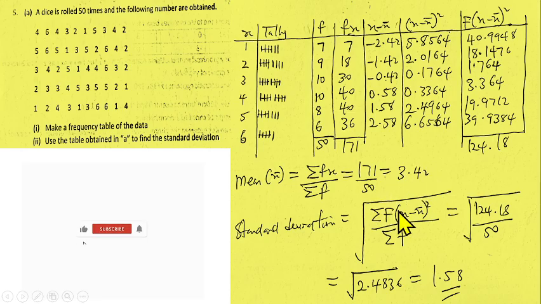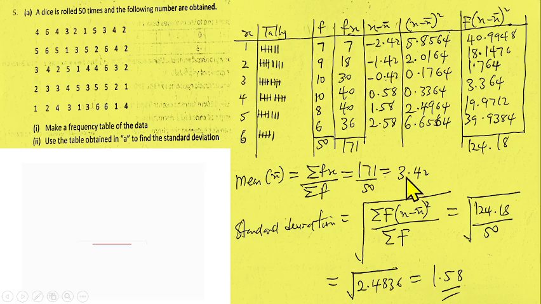Then to now go to our standard deviation, now that we have our mean, in the standard deviation we have summation f into x minus x bar. So we need to compute x minus x bar. Now that we have our x bar and we have our x, we need to compute x minus x bar. So that means you'll be having 1 minus x bar, which is 3.42. That gives us a minus 2.42. You have 2 minus 3.42. That gives us a minus 1.42.